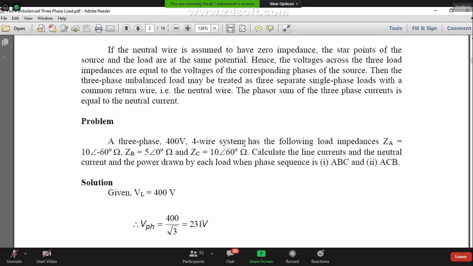Okay, let us see what the problem is. A 3-phase 400 volt 4-wire system has the following load impedances. So I have ZA, ZB, ZC. The impedances are given, very clear. Calculate the line currents and the neutral current for 2 different phase sequences. This is a very interesting problem. Again, go through it very carefully. All these problems always give some practical hints to you. These are not just numerical problems.